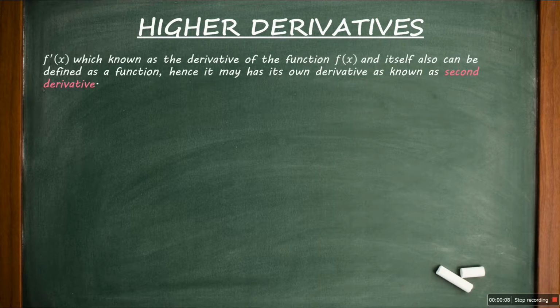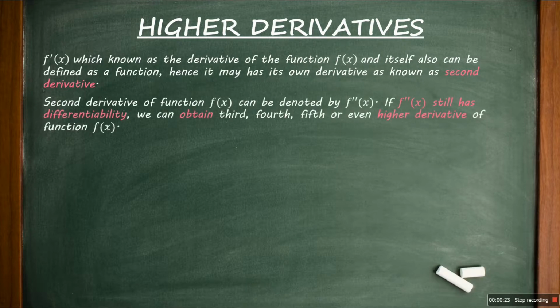F prime x, which is known as the derivative of the function f(x), can itself also be defined as a function. Hence, it may have its own derivative, known as the second derivative. The second derivative of a function f(x) can be denoted by f double prime x. If the second derivative of the function still has differentiability, we can obtain the third, fourth, fifth, or even higher derivatives of the function.